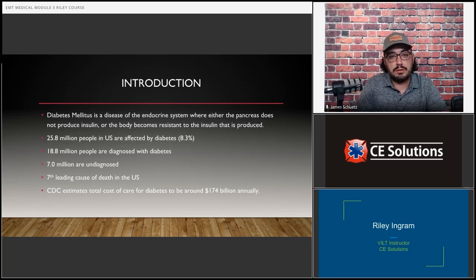Maybe we could also think about taking some of that 174 billion and restructuring it into the type of foods that we eat. I don't know, just a thought.